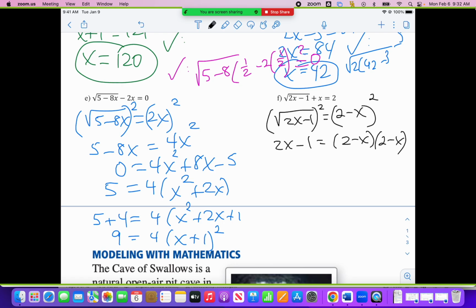Oh, I did figure my mistake. Okay. Yeah, we did do it right on that other one. All right, go ahead and multiply out that right side. Get everything on one side equal to 0. Let's see if you can finish this one on your own.